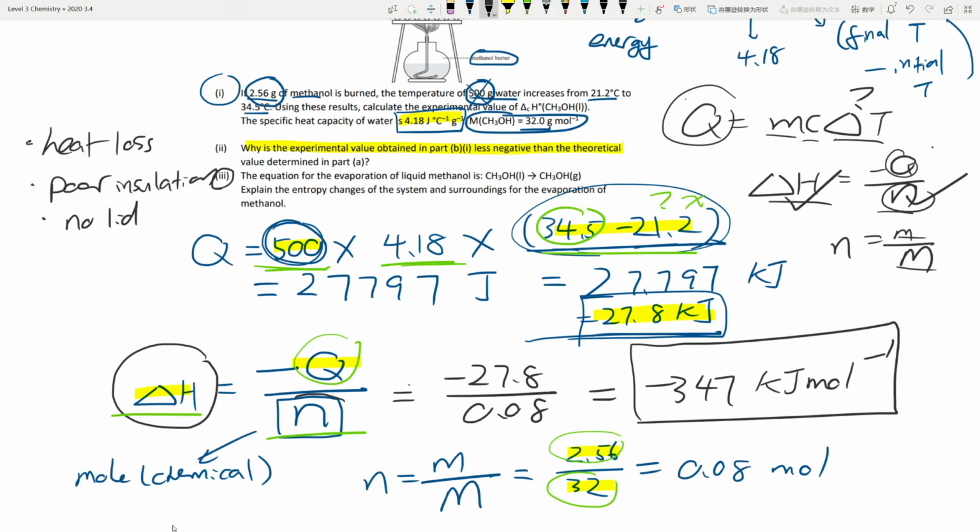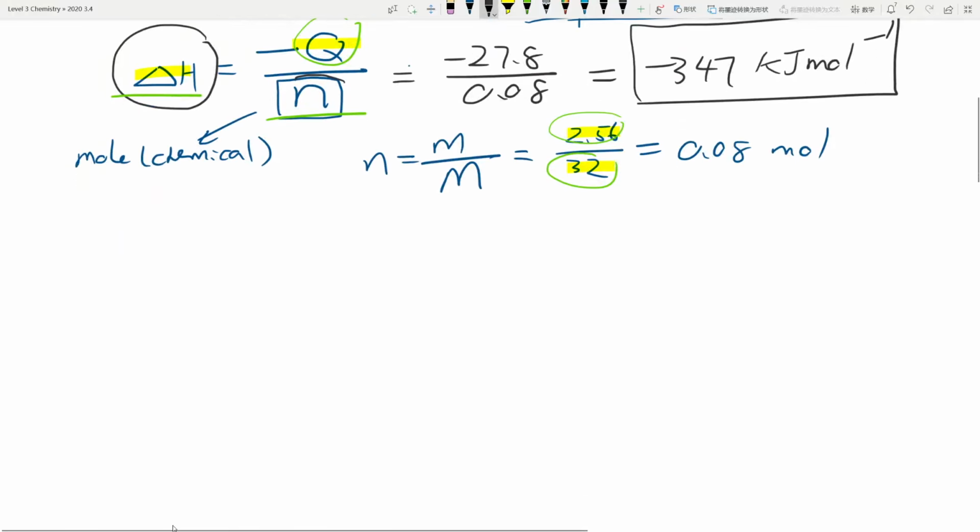Now, next part, we're going to look at the entropy change. I'm just going to do this on here because the big part of entropy I'll explain later. So this is the entropy change going from liquid to gas. Explain the entropy change of the system and surrounding for the evaporation of methanol. So we know this is going from methanol liquid to methanol gas.